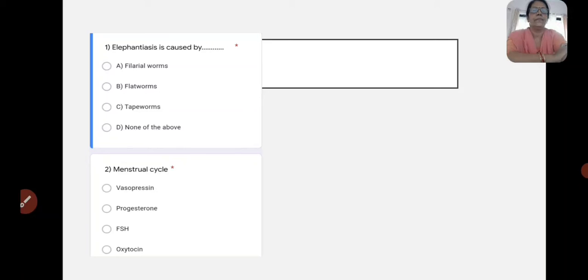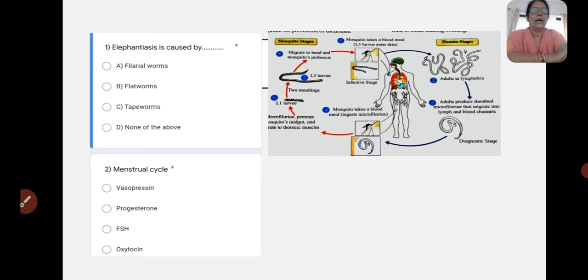Aerial worms, flatworms, tapeworms, and none of the above. Second question is menstrual cycle: vasopressin, progesterone, FSH, oxytocin. The elephantiasis is caused by Wuchereria bancrofti, that is the filarial worms.